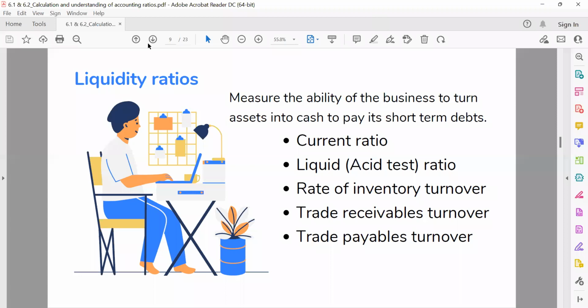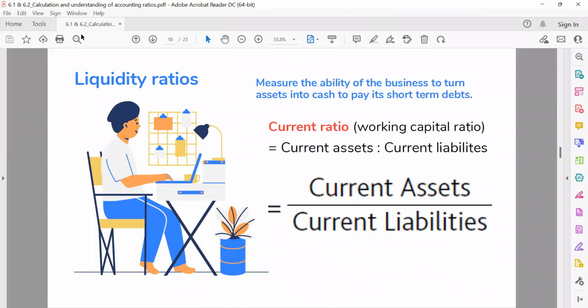Okay, next, move on. Measure the ability of the business to turn assets into cash to pay its short-term debt. There is a liquidity ratio. So the first formula, current ratio, sometimes we call working capital ratio, which is current asset to the current liability. That means the answer must be in ratio format. And the part behind the current ratio always must be 1. This one will depend on the question, the X value that you will get. So if you want to calculate current ratio, basically it's the current asset over the current liability.